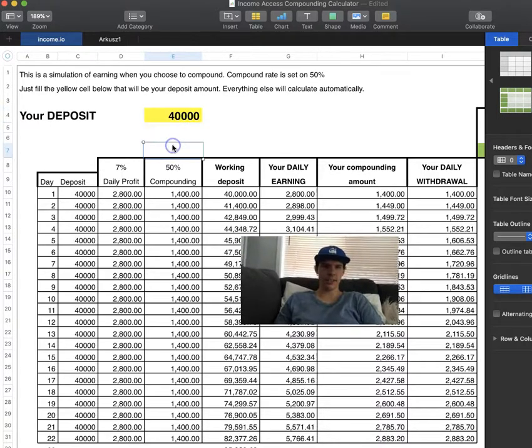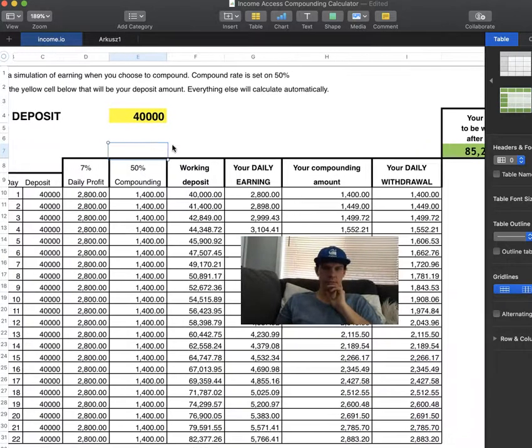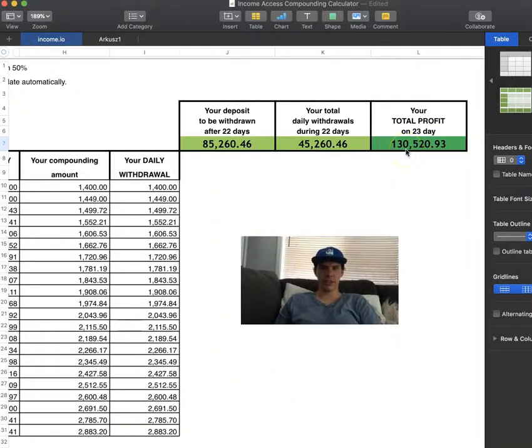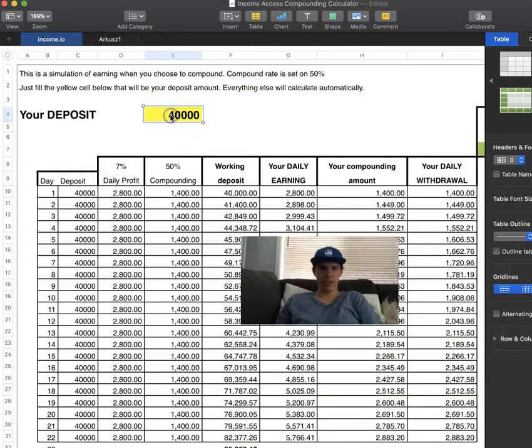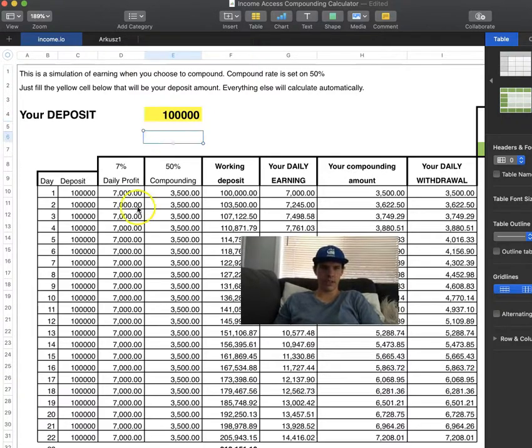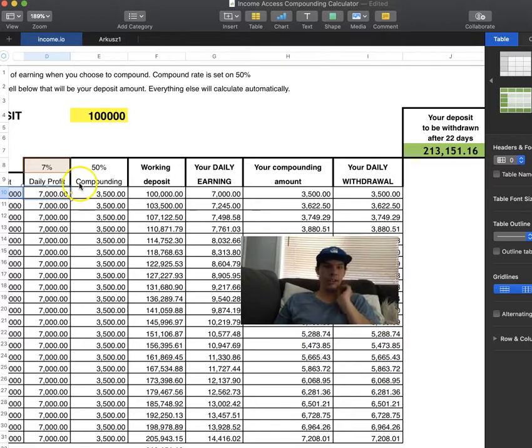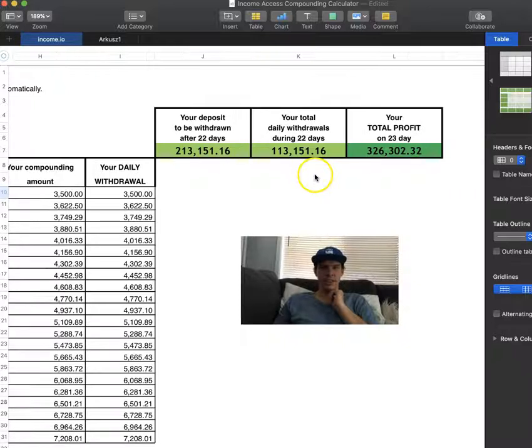You don't have to do this. This is just for examples, but this is probably what I'd do. So, geez, $130,000, and then I'll put $100,000 in. $100,000, earning $7,000 daily. Dang. Compounding $3,500. Geez, look at this, $326,000.